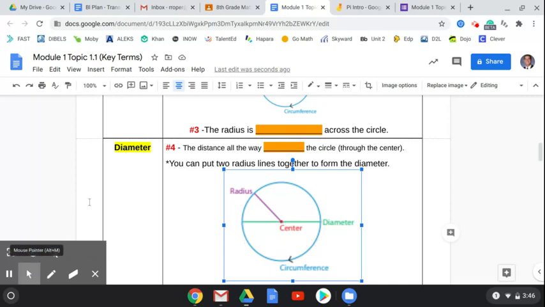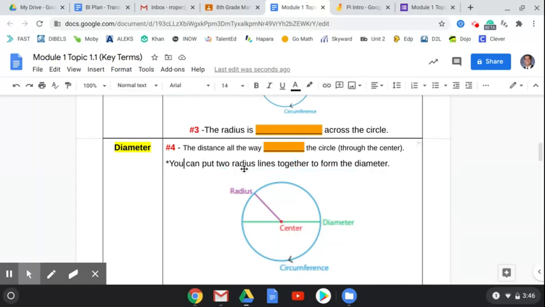A diameter. Okay, you have the point right here that says you can put 2 radius lines together to form the diameter. Okay, so you see this purple line from the center to the edge of the circle? What if I put that radius line right here as well? So what if I just continued it all the way here? If I put this purple radius line and this blue radius line together, they form a diameter, right? All the way across the circle through the center.